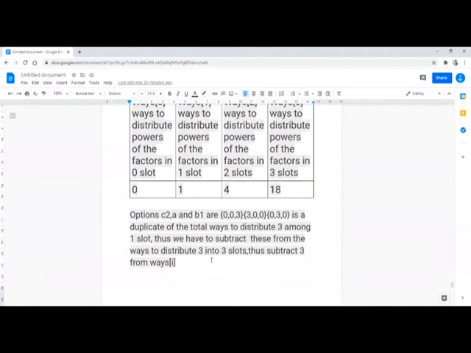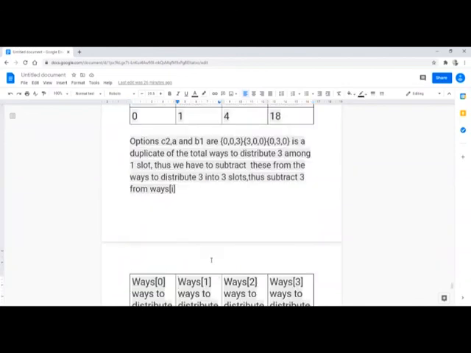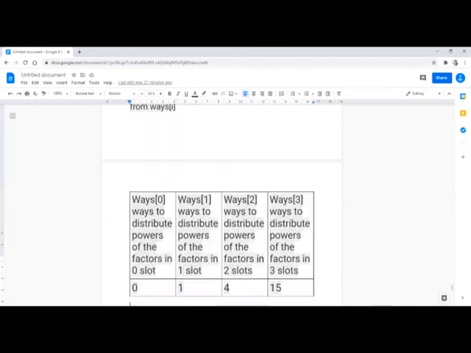of 3 numbers. Now options C2, A and B1 are 0 comma 0 comma 3, 3 comma 0 comma 0 and 0 comma 3 comma 0, which is a duplicate of total ways to distribute 3 items among one slot. Thus we have to subtract these from the ways to distribute 3 into 3 slots. Thus subtract 3 from ways of 3.